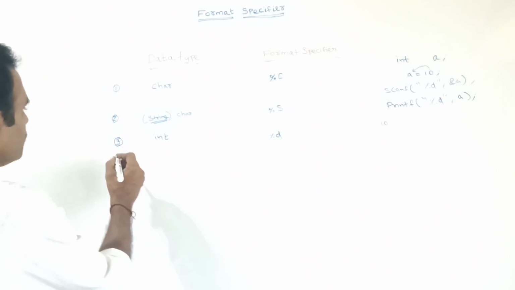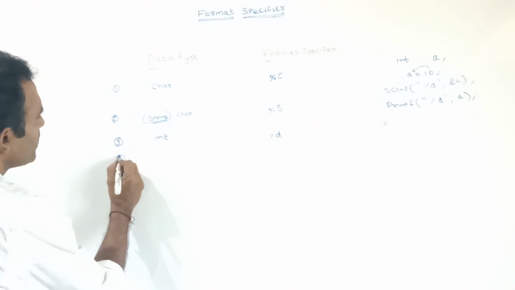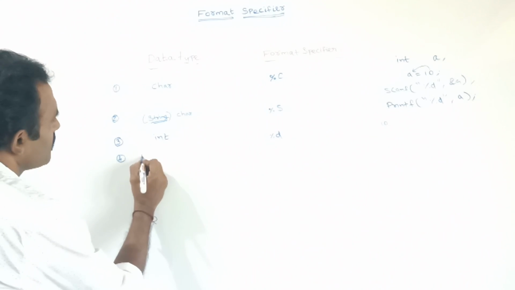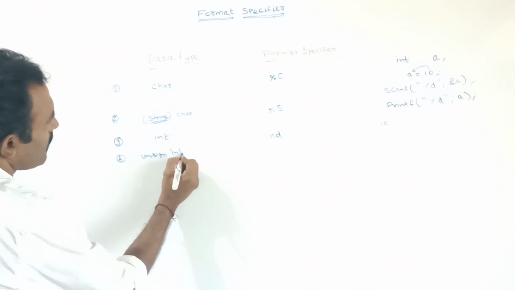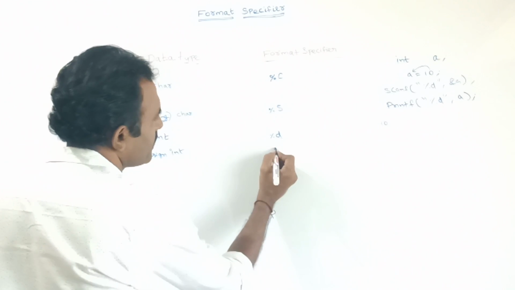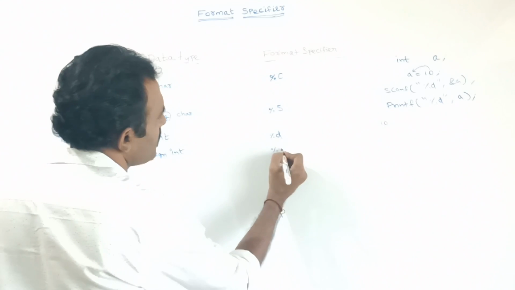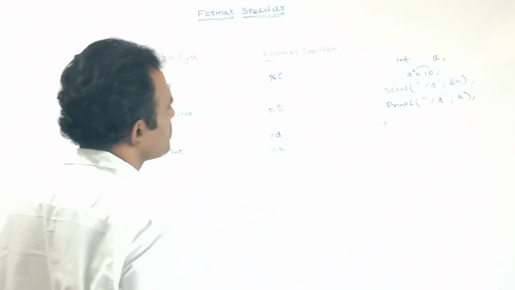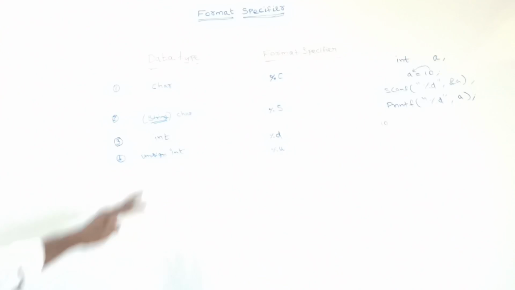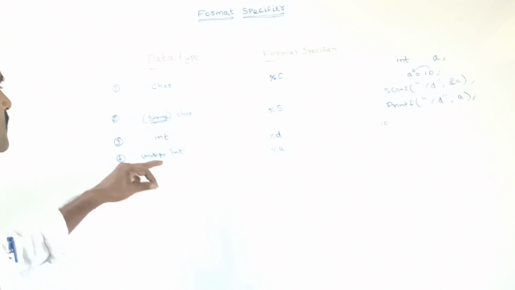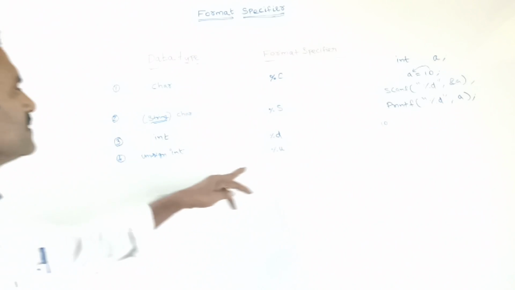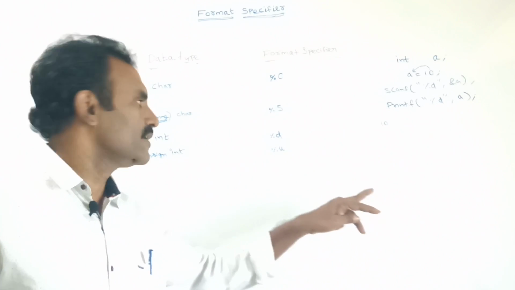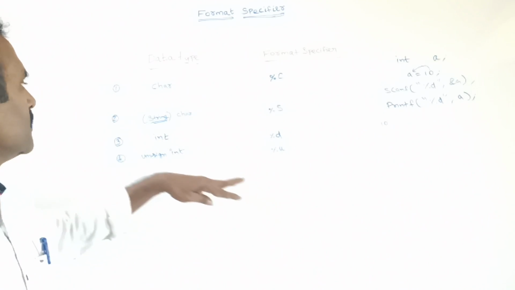Next, let us see about the unsigned integer. For unsigned integer we can use the symbol percentage %u. This percentage %u is used for unsigned integer. In signed integer we can use the plus or minus sign. In unsigned integer only positive values can be stored. It is similar to the previous one.